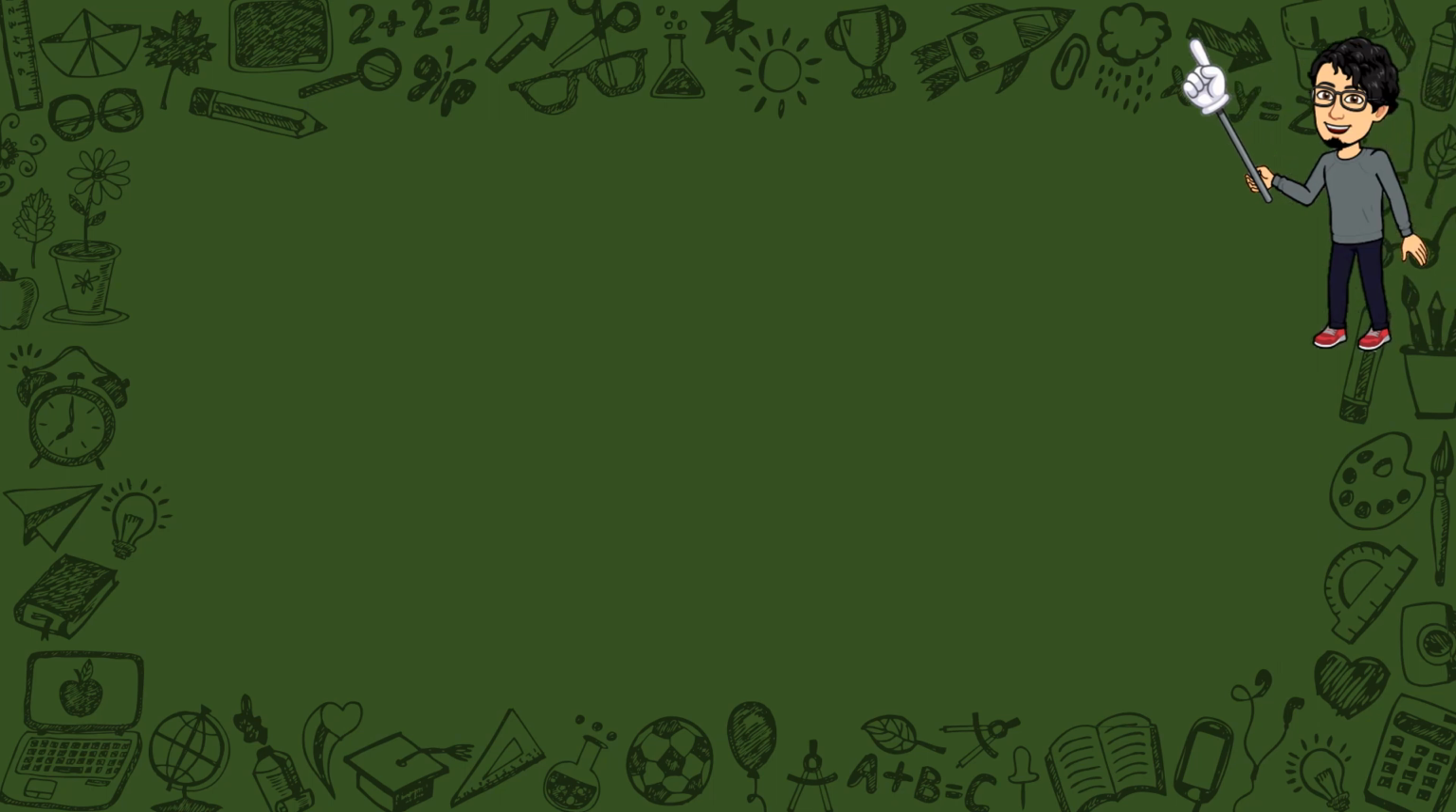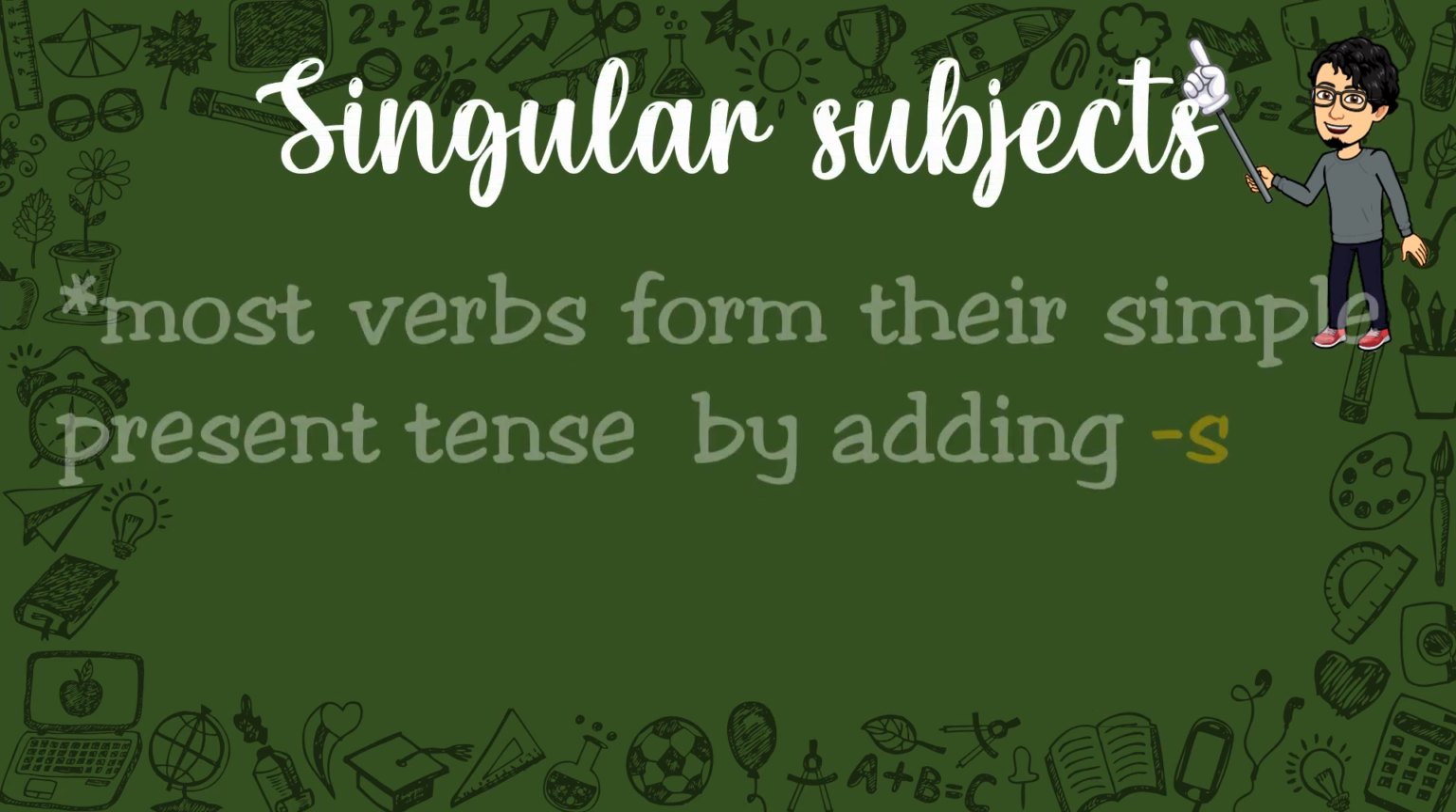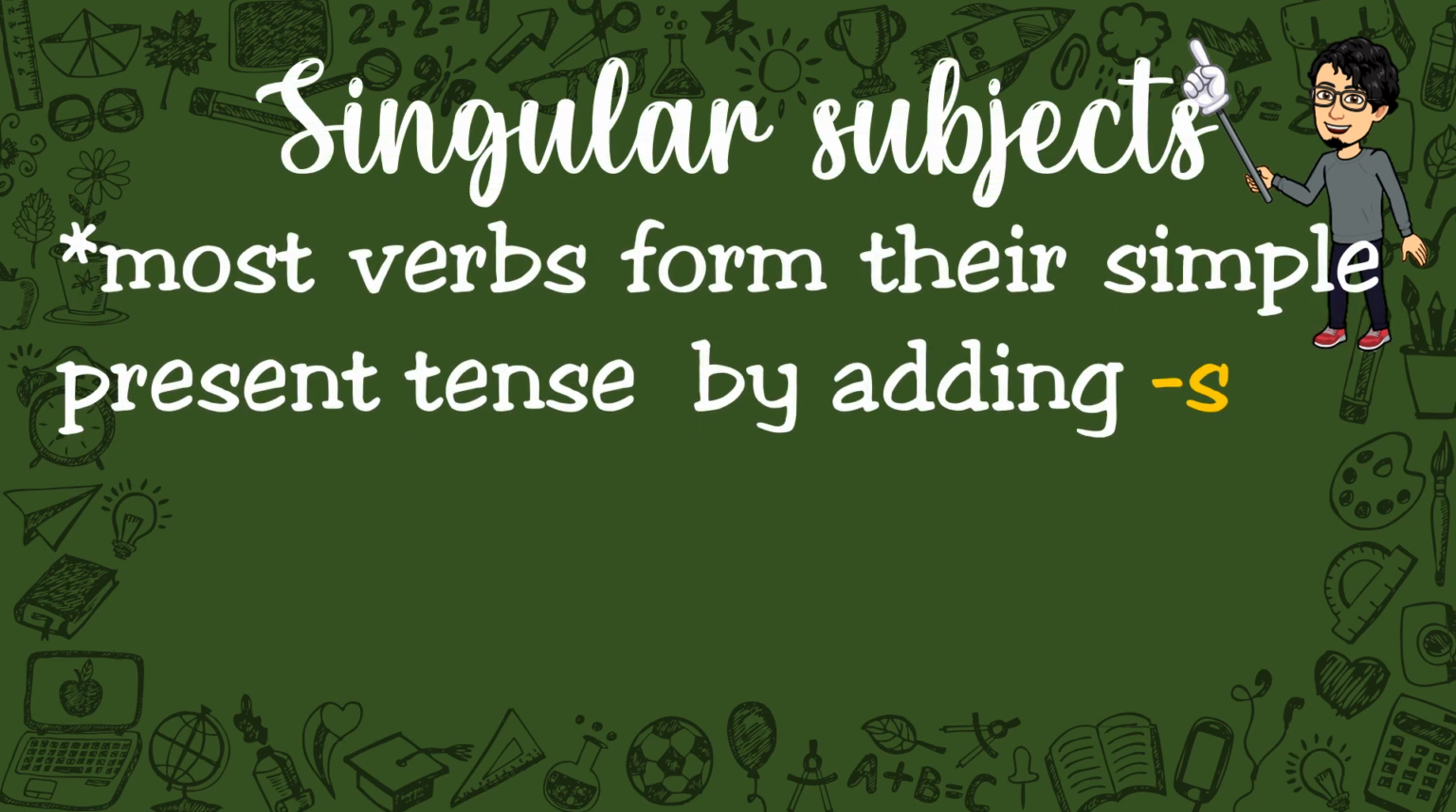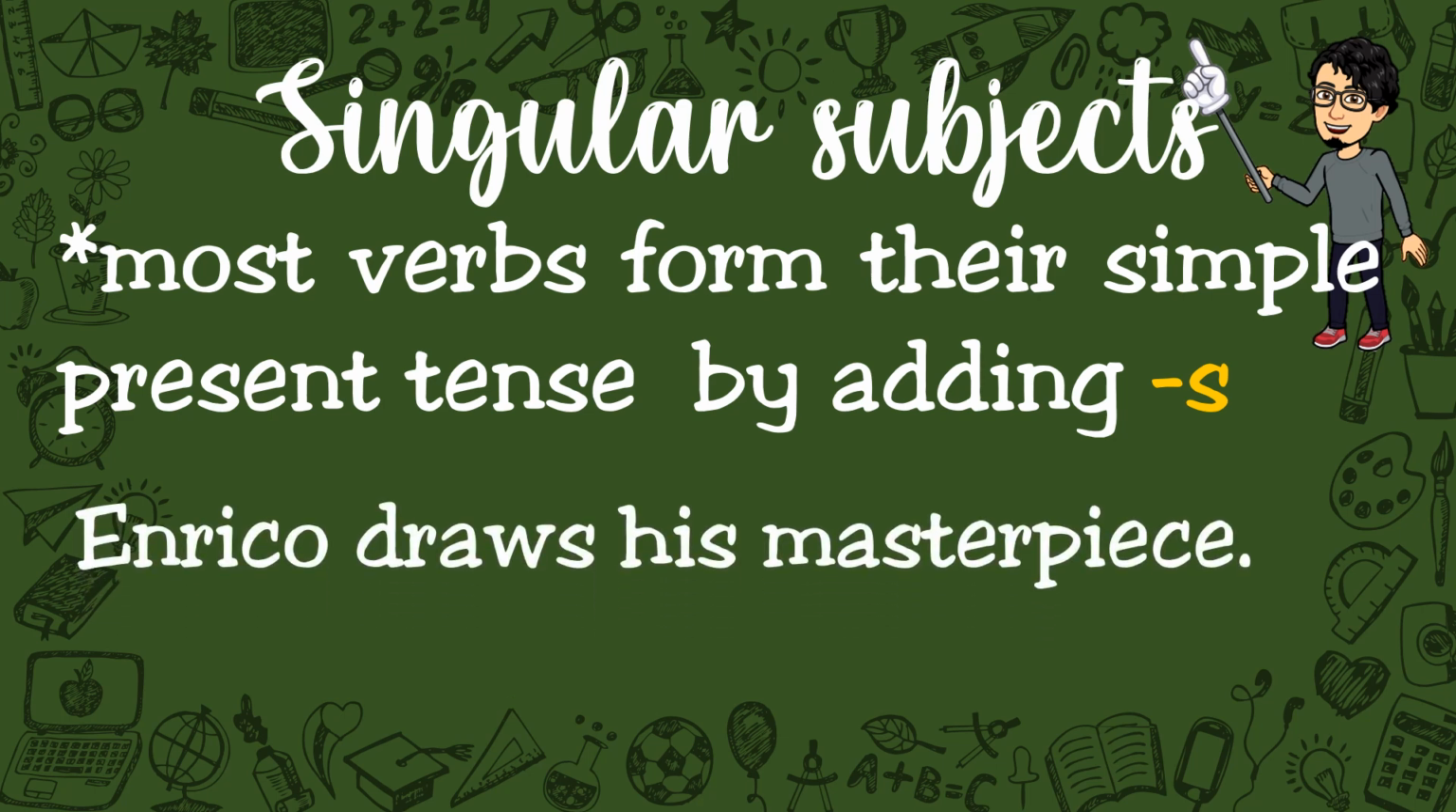Here are some things to consider in forming the present tense of verbs. Singular subjects. Most verbs form their simple present tense by adding s to the base form of the verb. For example, Enrico draws his masterpiece. The verb here is the word draws. Since we have a singular subject, we add s to the base form of the verb.